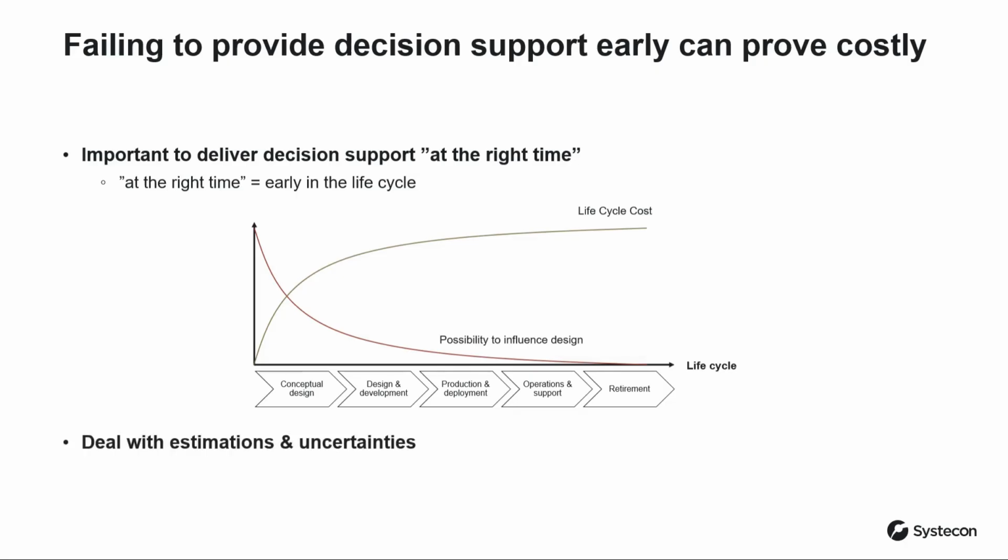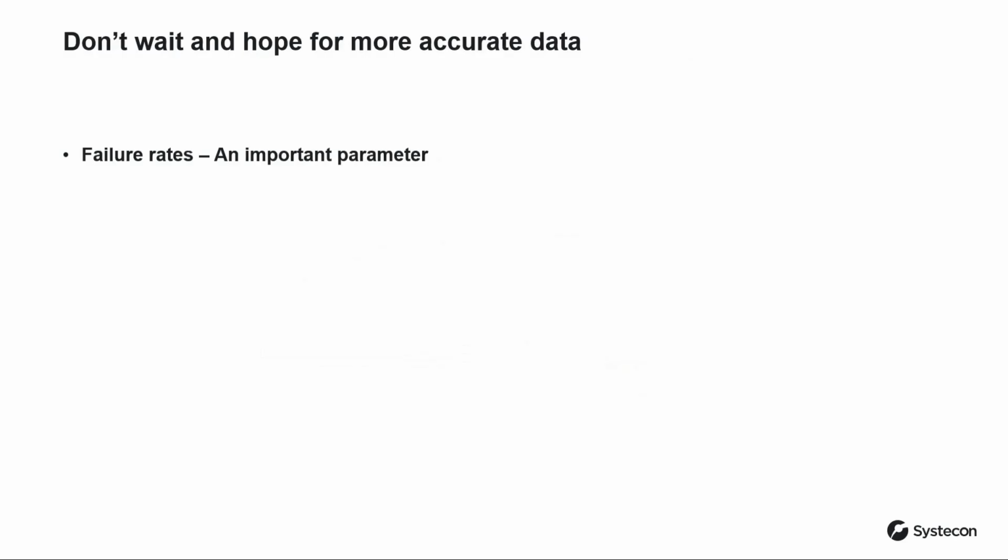Since the supply of mature data is limited in the early phases, it's inevitable that we must rely on estimations of certain parameters. One such parameter, which tends to be quite difficult to get your hands on, is the failure rate. The accuracy of this parameter varies depending on the phase of the life cycle.